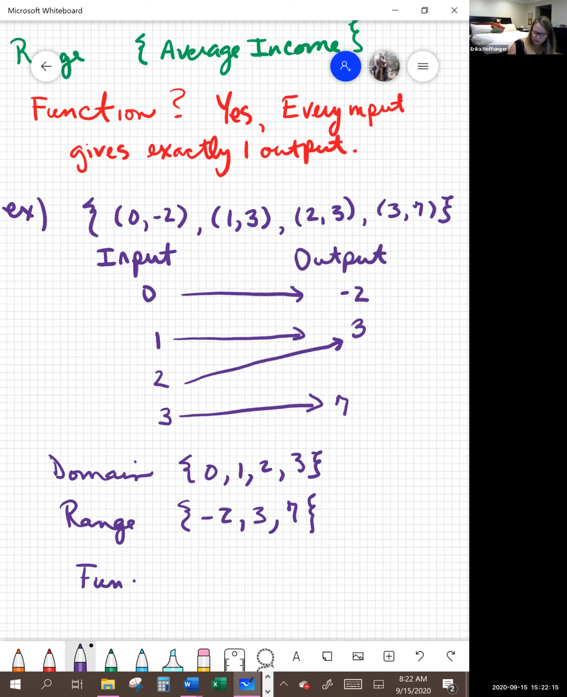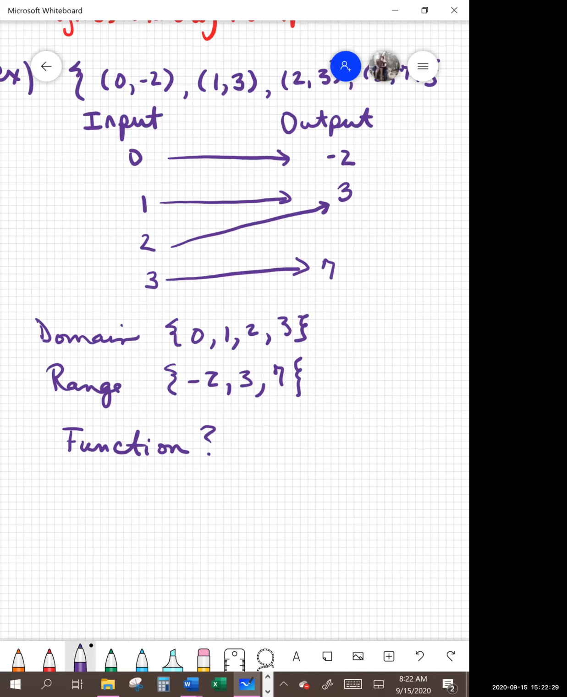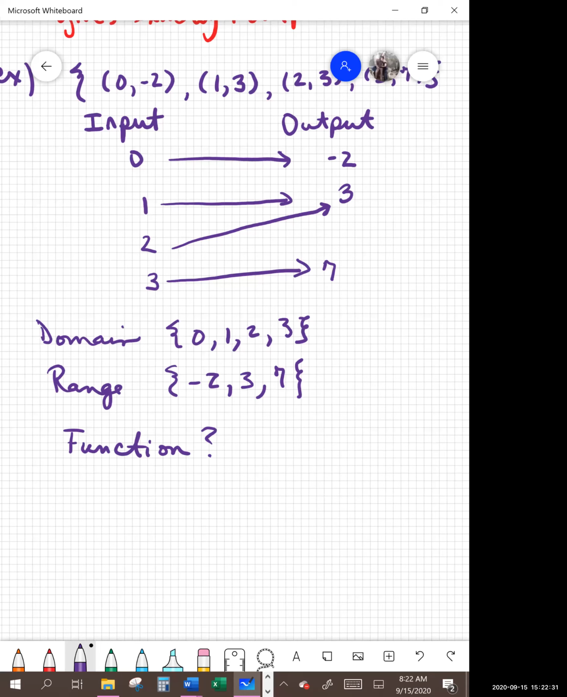And so would this one be a function? Why or why not? Wouldn't it not be a function because the range still only has 3 outputs for the 4 inputs? That's a good point. What do you guys think, Kimmy? It's a function, correct? And why do you think that's a function? Because every input has one output. Okay, so we got countering arguments.